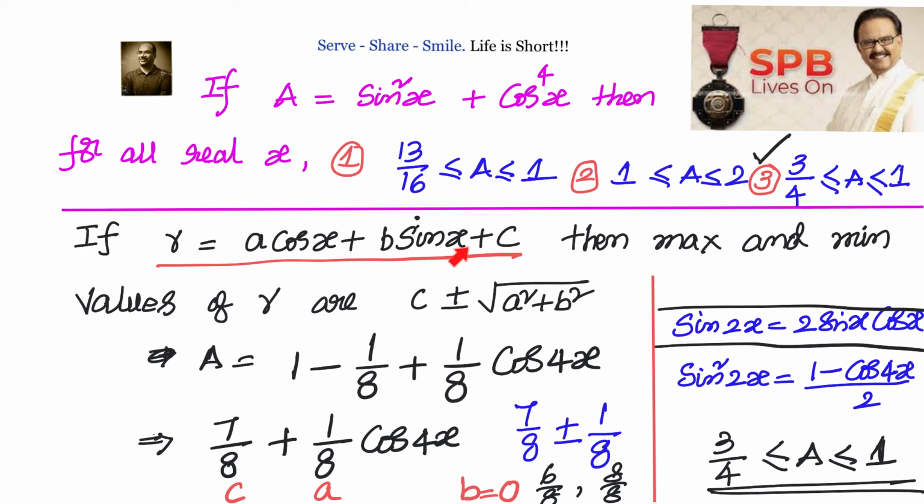Now without using this formula, another way we can solve is that the cos 4x value is always between minus 1 and 1. So the maximum value is plus 1 and the minimum value is minus 1. That way also you can check that the answer is 7 by 8 plus or minus 1 by 8. That means sine square x plus cos to the power 4x values lie between 3 by 4 and 1, including the boundaries.